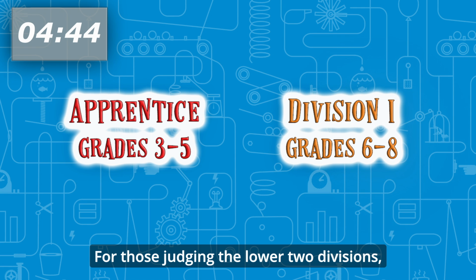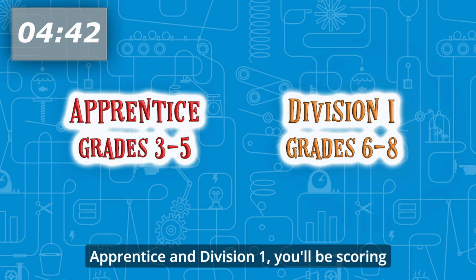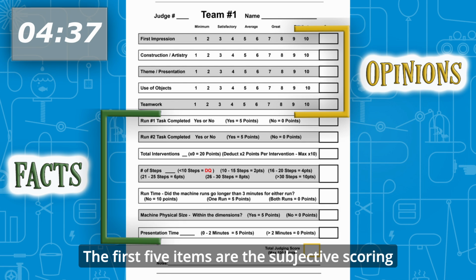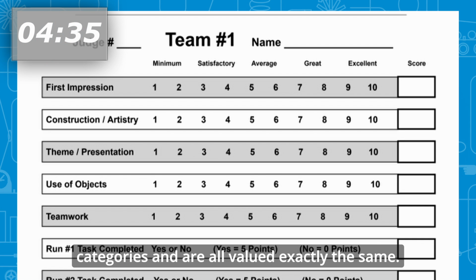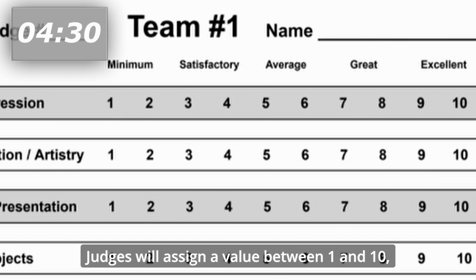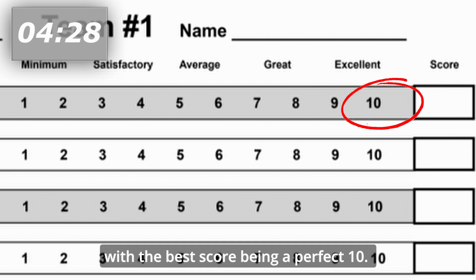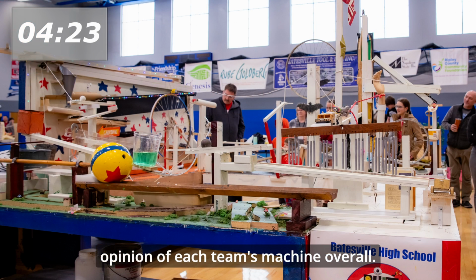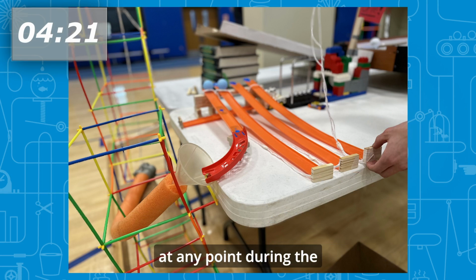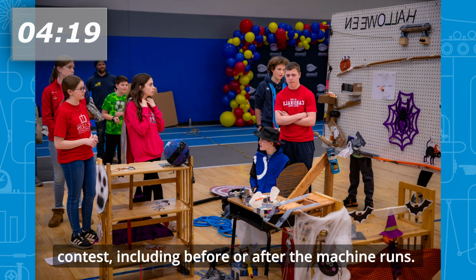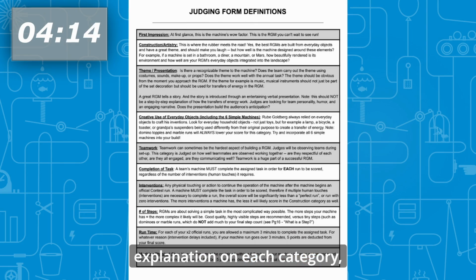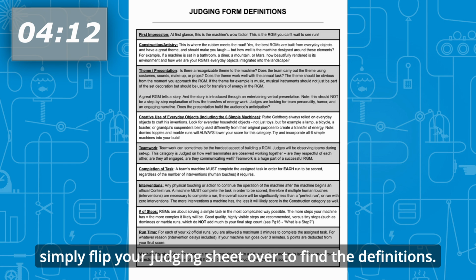For those judging the lower 2 divisions, Apprentice and Division 1, you'll be scoring each team both subjectively and objectively. The first 5 items are the subjective scoring categories, and are all valued exactly the same. Judges will assign a value between 1 and 10, with the best score being a perfect 10. These subjective scores are based on your collective opinion of each team's machine overall. These categories can be scored at any point during the contest, including before or after the machine runs. For a detailed explanation on each category, simply flip your judging sheet over to find the definitions.